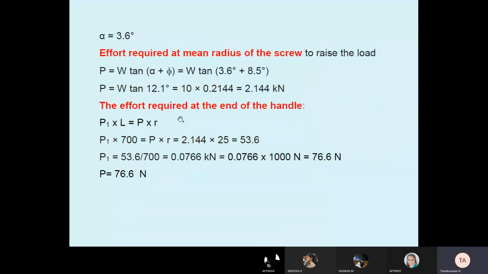P equal to 2.144. R equal to radius, no? 25. Therefore, the final answer, applied effort at the end of the lever, 76.6 Newton. Students understand? Very simple, no?